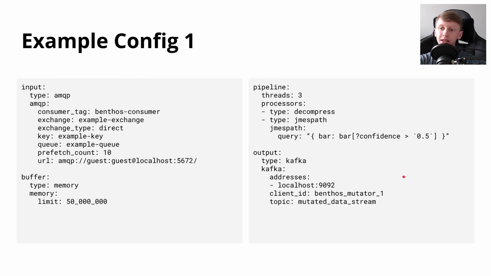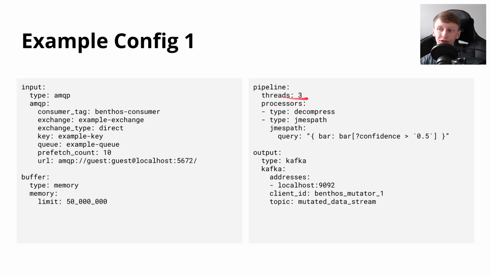So this is the config I showed earlier where you've got an AMQP input, and that could be RabbitMQ, for example. And then you've got a buffer section, and this is a memory buffer of 50 meg. Then you've got a pipeline section, and in this case we've got a decompression processor, which is gzip by default, and then we follow it up with a JMESPath query. So what this would do is decompress gzip payloads that we're getting from RabbitMQ, and then afterwards we would apply this JMESPath query to change the JSON contents of the decompressed message, and then finally that would get sent to Kafka from our output section.